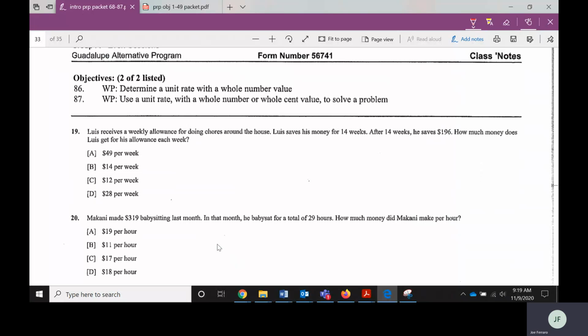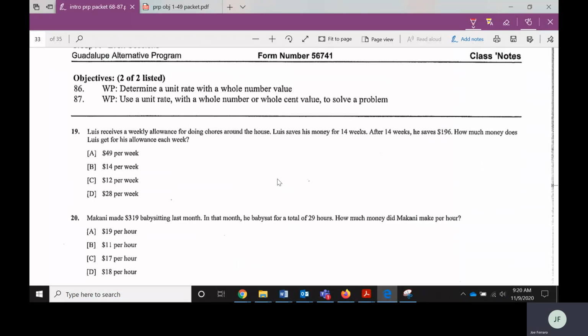We're going to look at 19 first. It says he receives weekly allowance for doing chores around the house. He saves his money for 14 weeks. After 14 weeks, he saves $196. How much money does Luis get for his allowance each week? I'm going to show you 2 different ways of doing this: a way that will look a lot like what we have been doing with proportions, and then a shortcut for a unit rate.